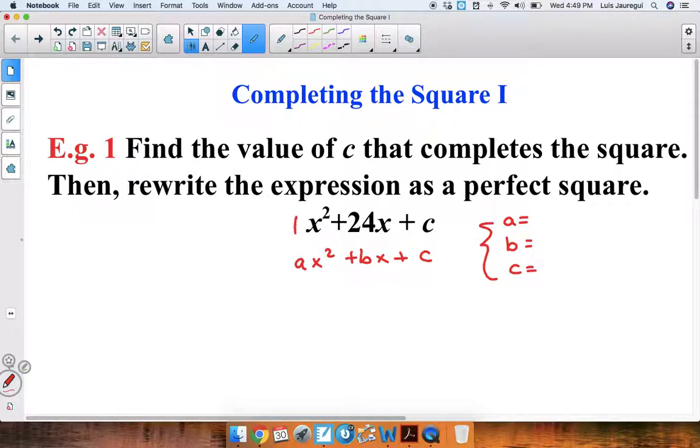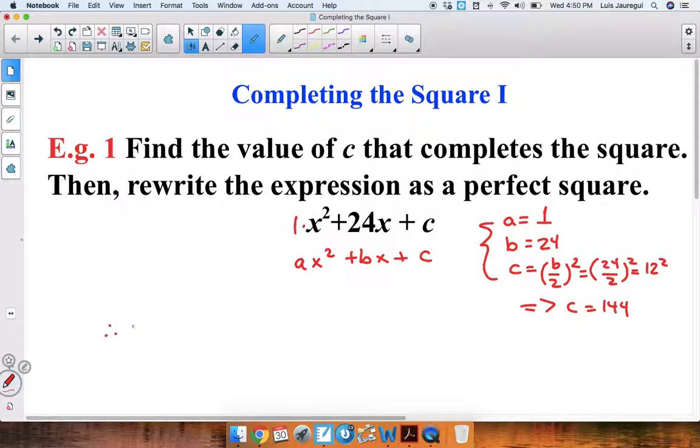Notice that here we have an implicit 1. So we have that a is equal to 1. We also have that b is equal to 24. And the value of c that will complete the square will be (b over 2) squared. So we take the value of b, which is 24. We're going to divide by 2 and we're going to square that. And notice that 24 divided by 2 is equal to 12. So we have 12 squared. So this implies that c is equal to 144 because that's 12 times 12, which is 12 squared.